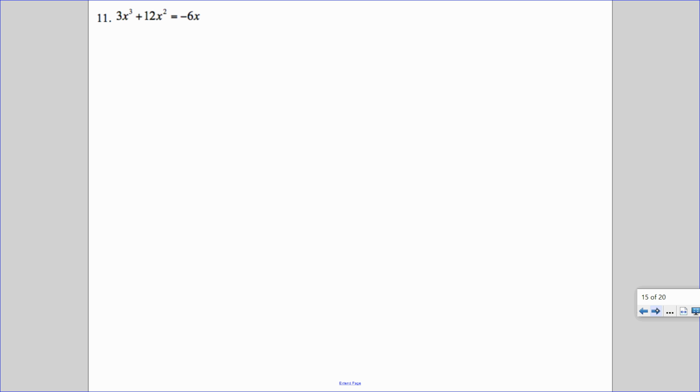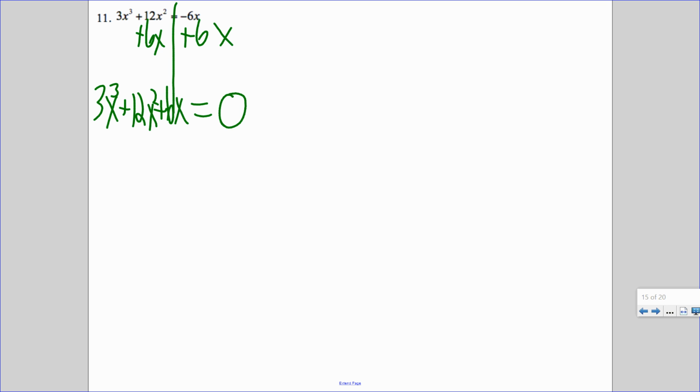Yeah, this one's good. Mr. X cubed, he wants to party. Can he party right now? Nope, that 6x has to come over. So I have 3x cubed plus 12x squared plus 6x equals 0.